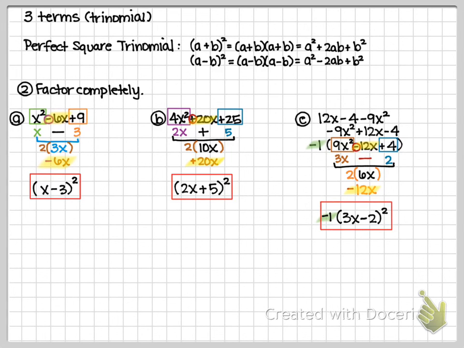So again, perfect square trinomials is just another pattern. If you're having a hard time finding the pattern, which is totally fine, you can actually just do the boxes and the diamonds. It'll work.